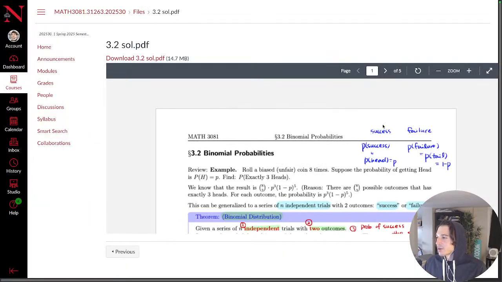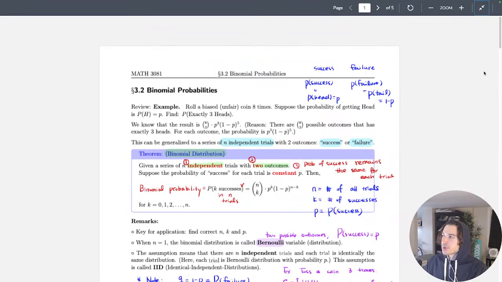So, all right, we made it out of 2. Let's go. Now we're on to chapter 3, section 2, binomial probabilities. So for review, example: roll a biased, unfair coin 8 times. Suppose the probability of getting heads is P of H equals p. Find the probability of exactly 3 heads. We know that the result is 8 choose 3 times p to the 3 times 1 minus p to the 5. Reason: there are 8 choose 3 possible outcomes that have exactly 3 heads.